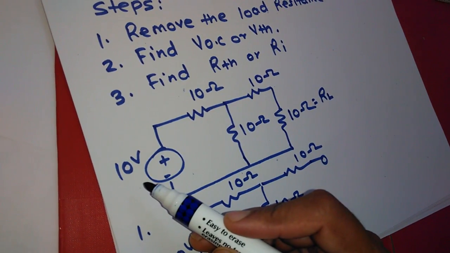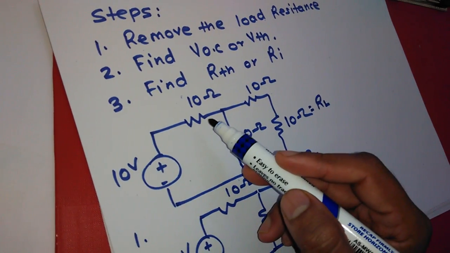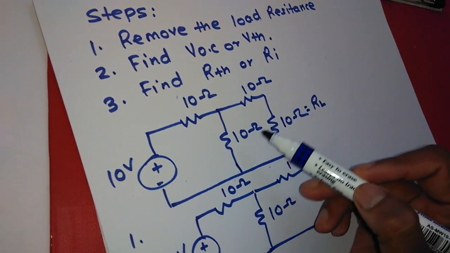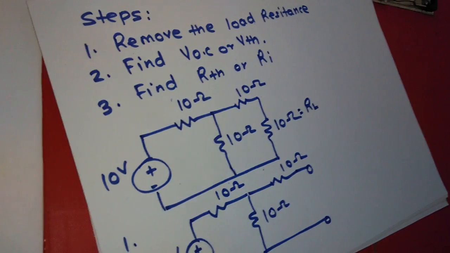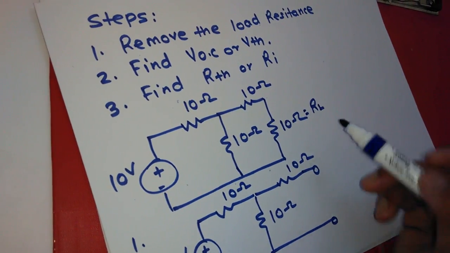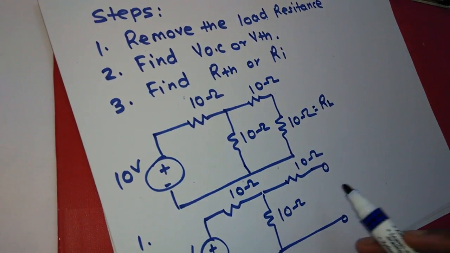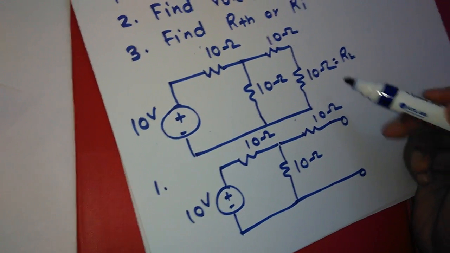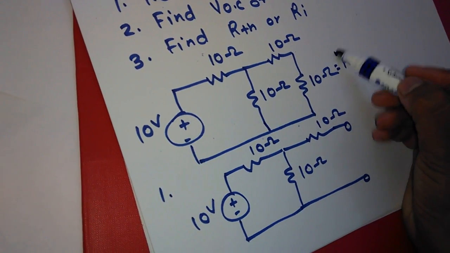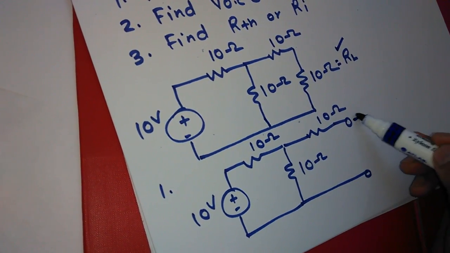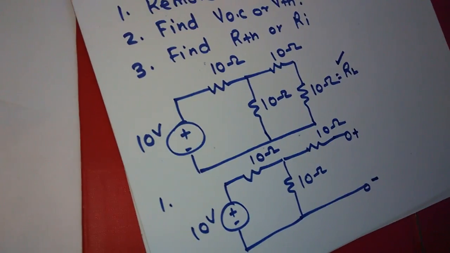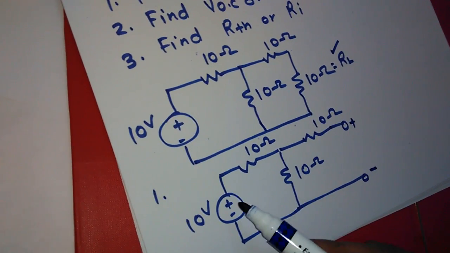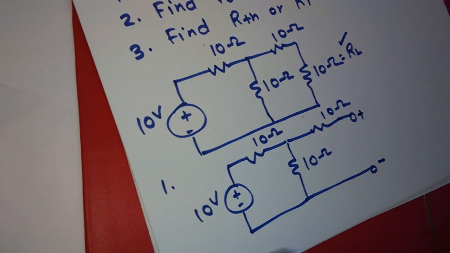Here the voltage source is given as 10 volt, the resistances are 10 ohm, 10 ohm, 10 ohm, and the load resistance is given as 10 ohm. Now the first step: we have to remove the load resistance. The load resistance here is 10 ohm, so we remove it. After the first step, our circuit becomes like this.